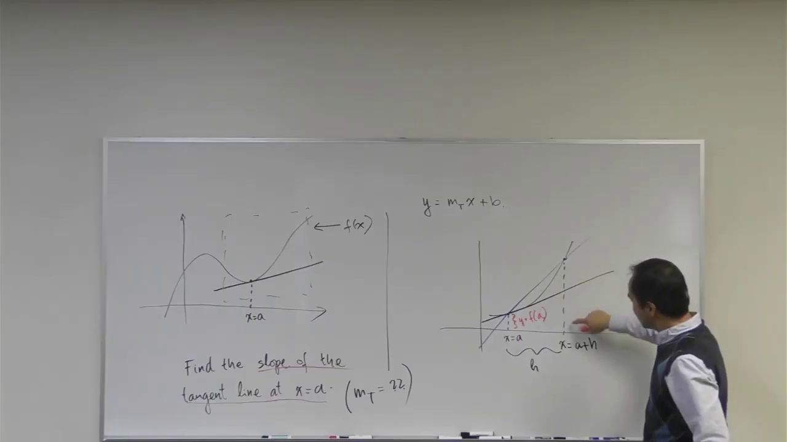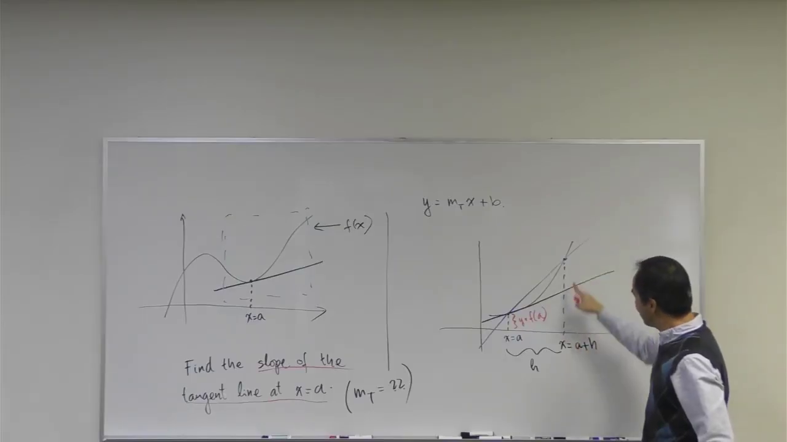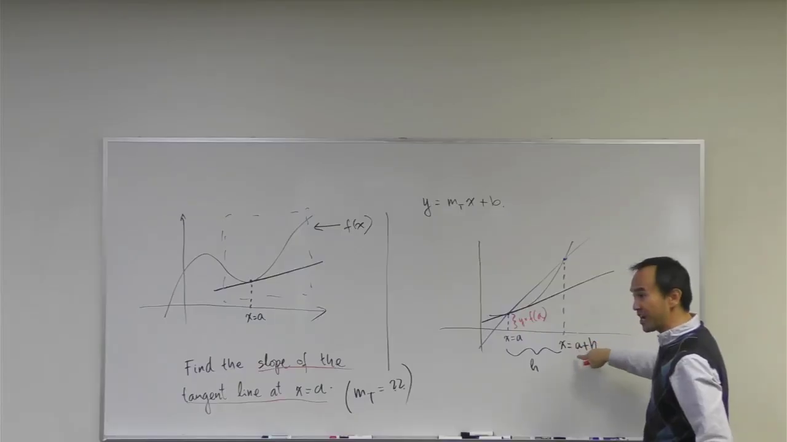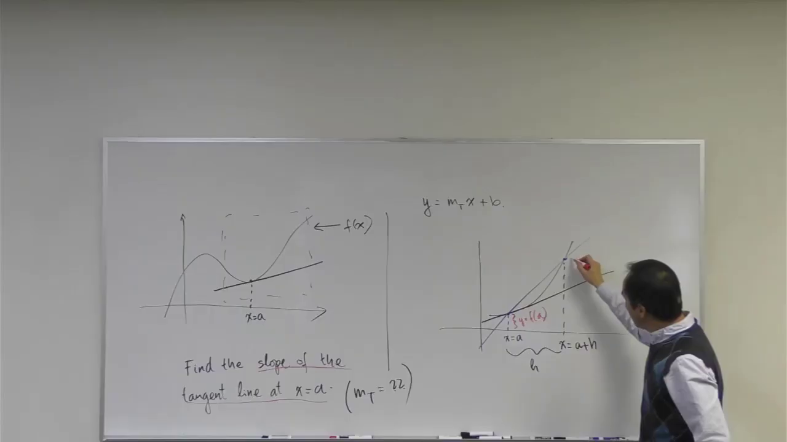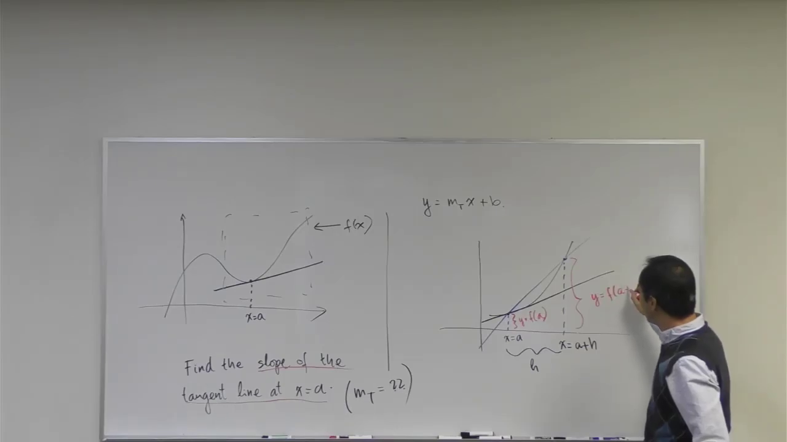But what about this vertical height that I'm putting in dotted blue ink right here? It's a point on the graph at x equals A plus H. See what I'm saying? And so this vertical height right here, how do we call that? The y value here is f of A plus H, right?